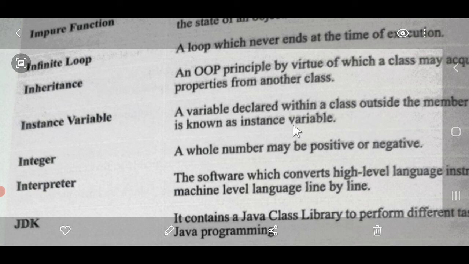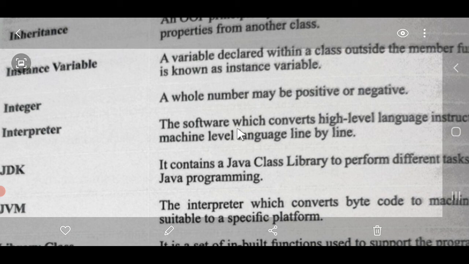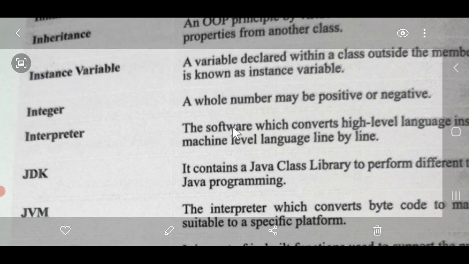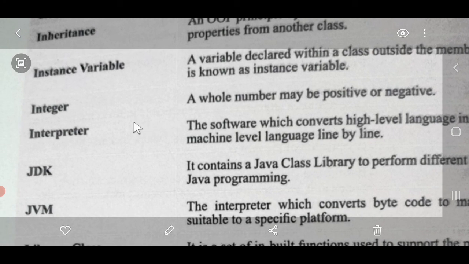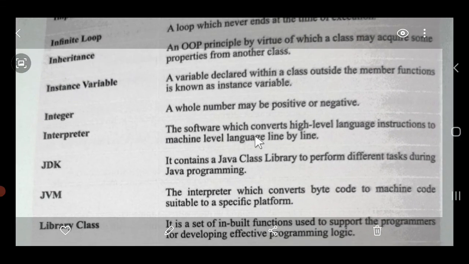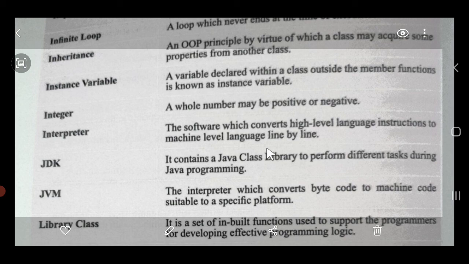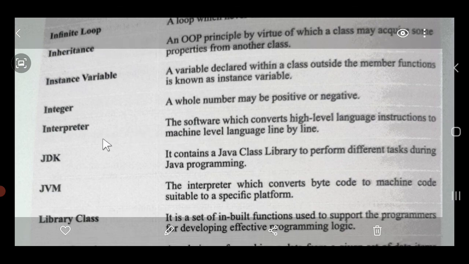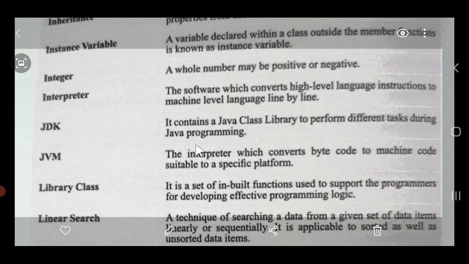It is non-static. Okay, and every object maintains a copy of the instance variable. After that, integer, a whole number, may be positive or negative. So after that, interpreter, the software which converts high level instructions into the machine level language line by line, so that is interpreter. After that, JDK, it contains Java class library or JCL to perform different tasks during the Java programming.